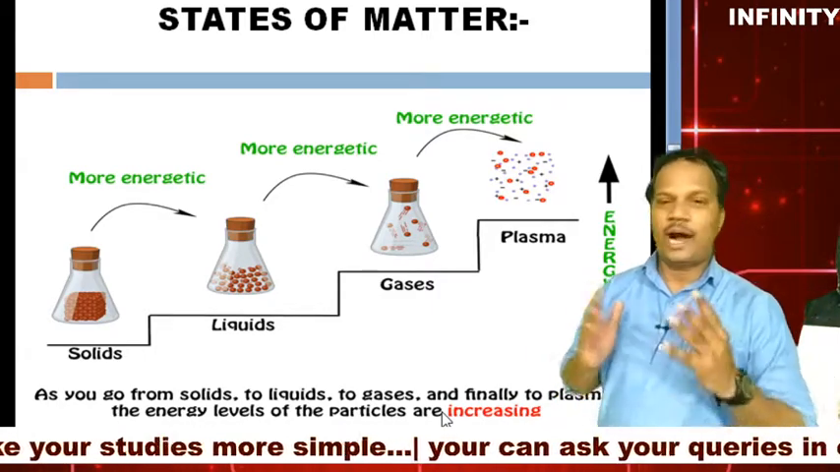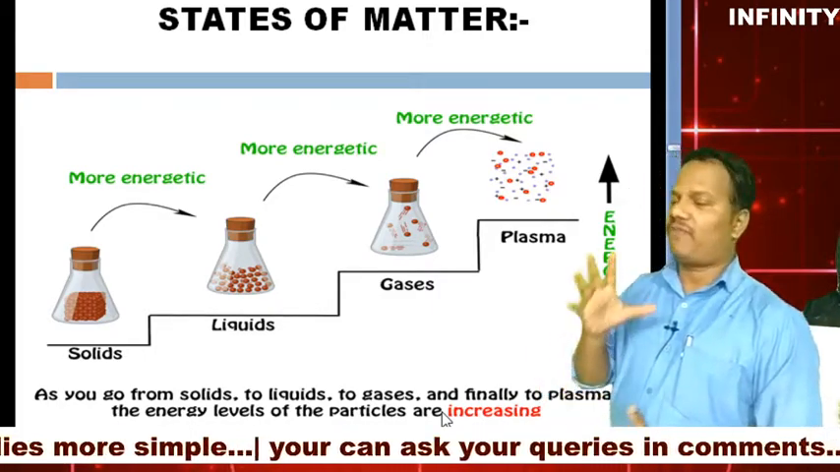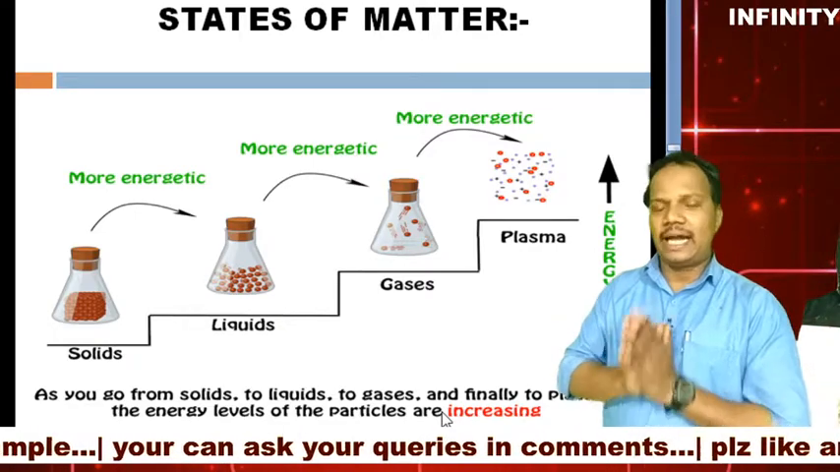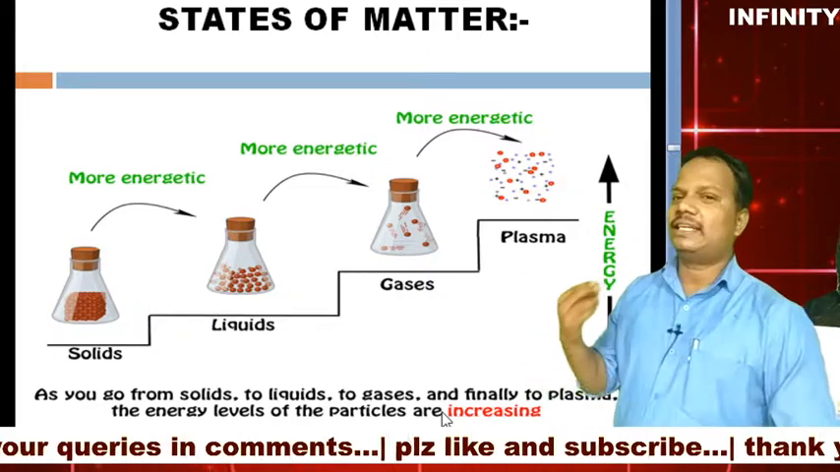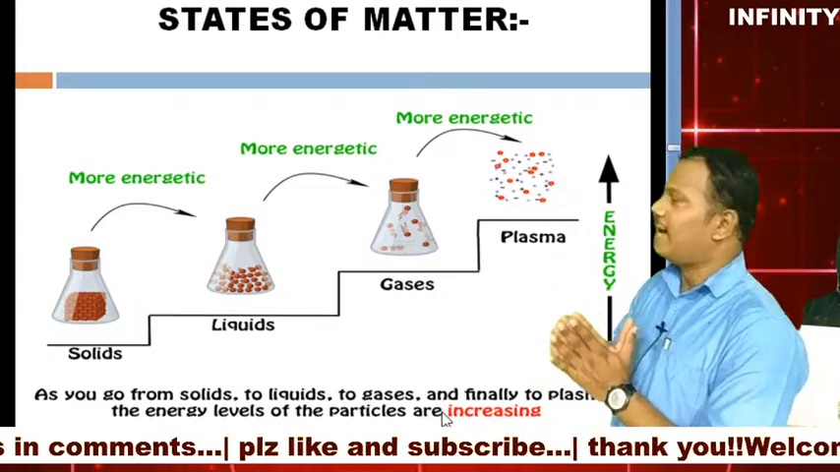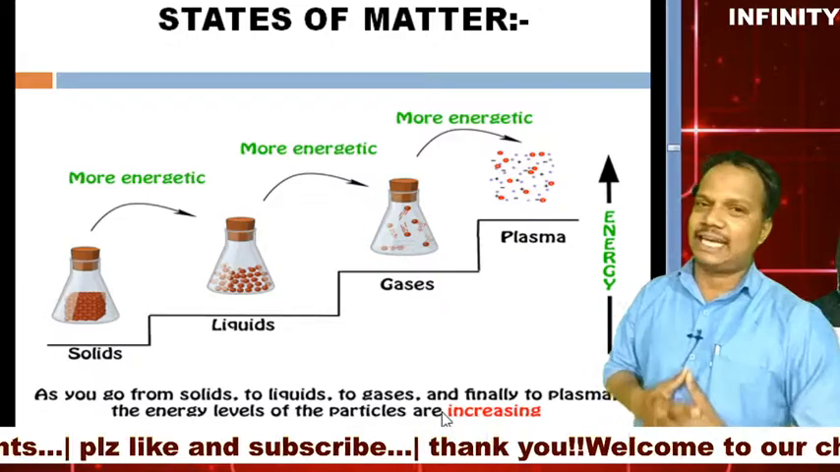So friends, how many total states are there? A total of 5 states of matter exist. That is, first solids, second liquids, third gases, fourth plasma, and last is Bose-Einstein condensate.